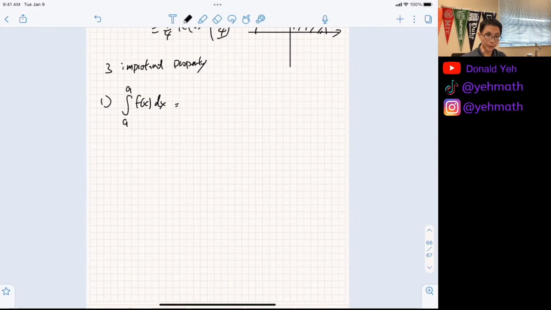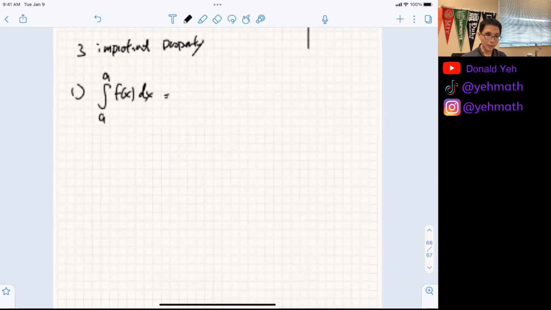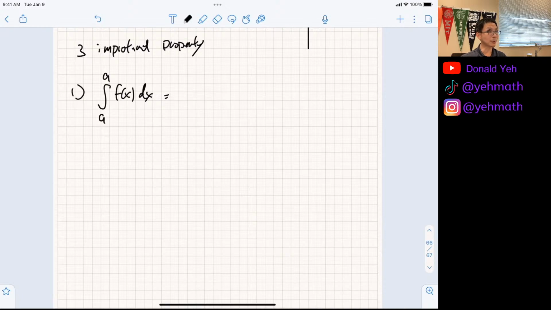Okay, 3 important integrals. We're going to talk about that. From a to a of f of x dx, what do you think the answer is? 1, no, 0. 0 is good. There is no area under the curve. There's maybe a line, but a line is so thin, there's no area.